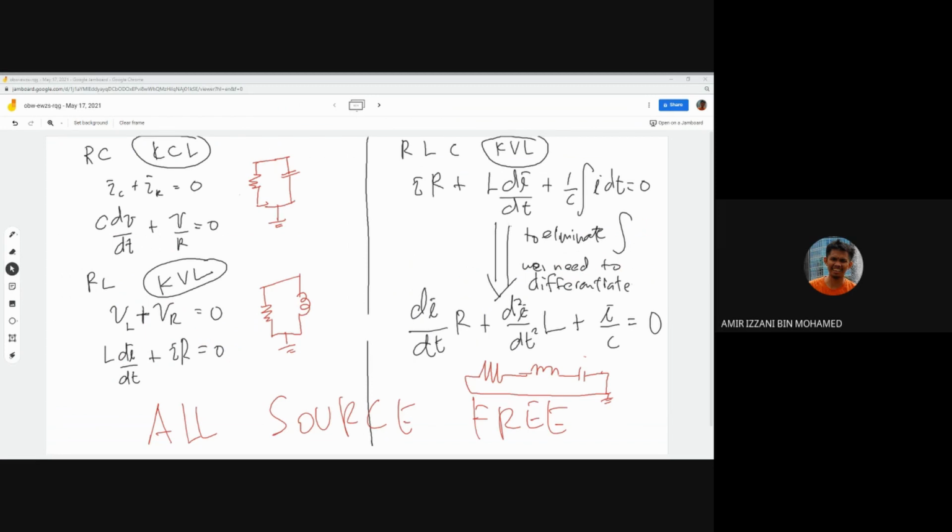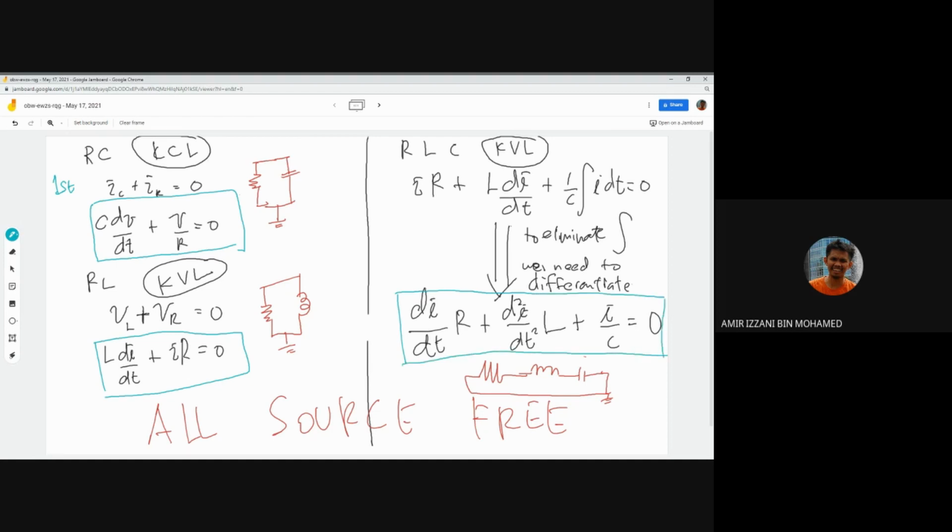On the left side is the first order circuit. You can see from the equation there is a first order differential equation. On RC or on RL circuit, it is a first order differential equation. On the right side, which is RLC, we see this one is second order, a second order differential equation.